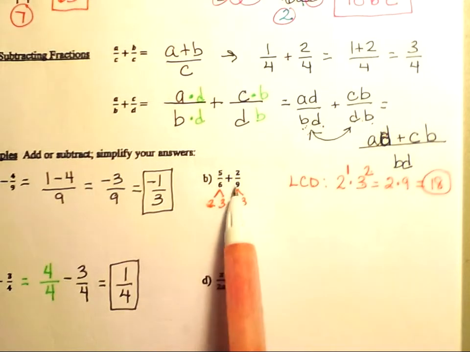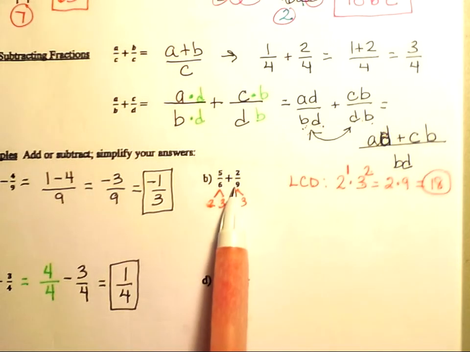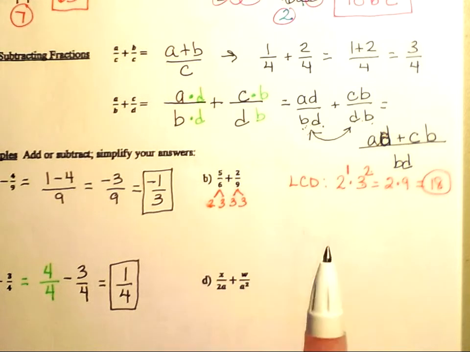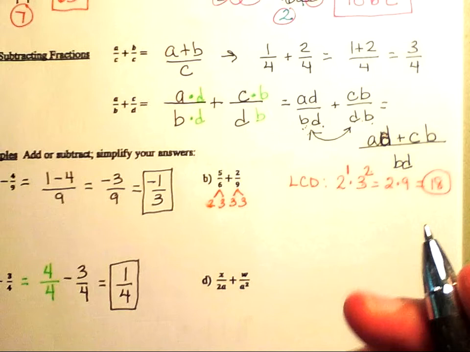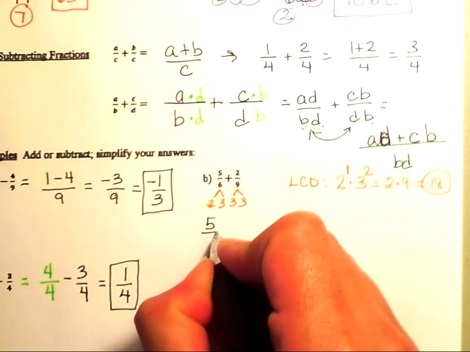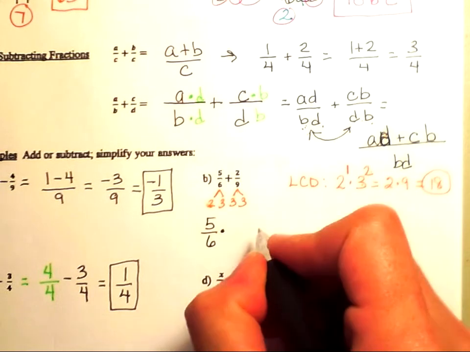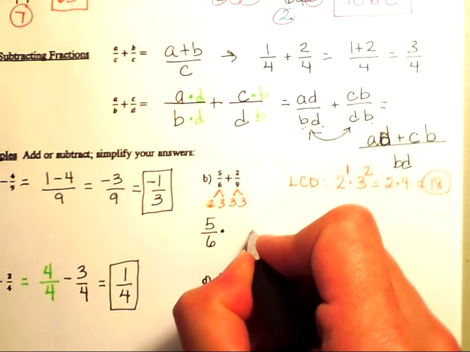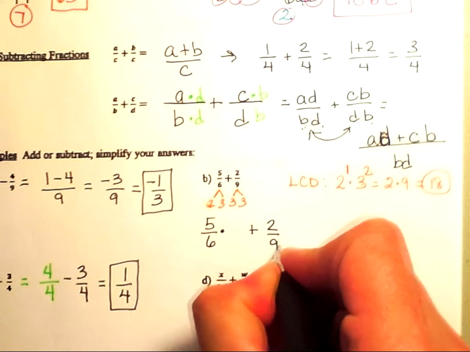Had you just multiplied these together, you would have said the common denominator is 54, which would work, but you will have much more work to do when reducing. Okay, so let's alter these. So 5 over 6 plus 2 over 9.